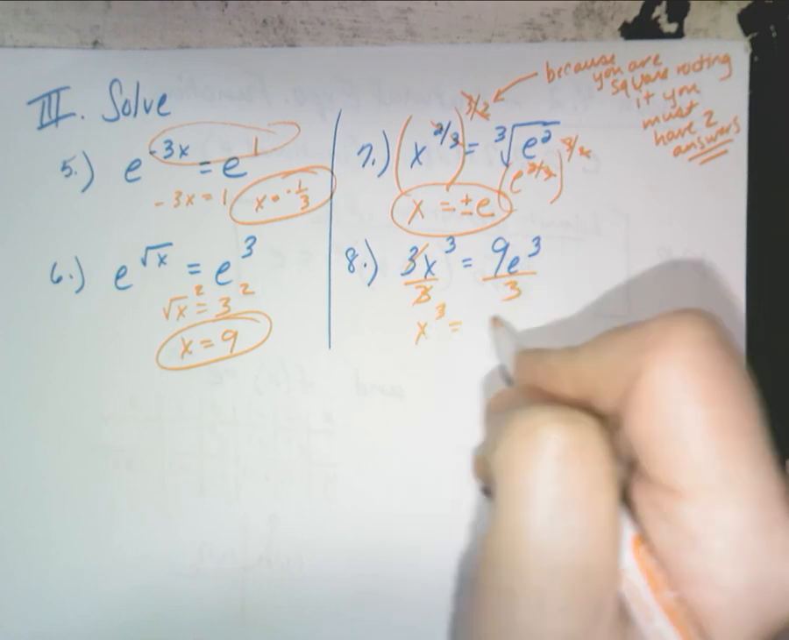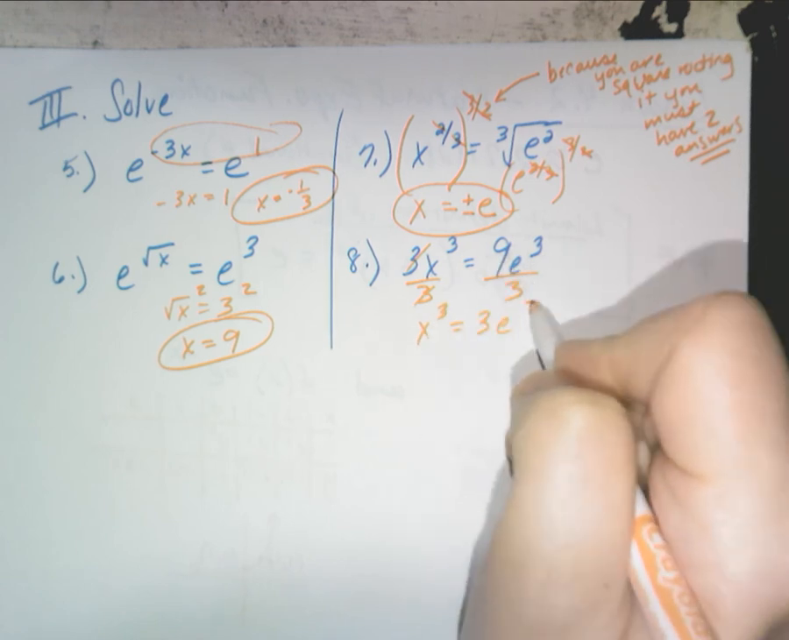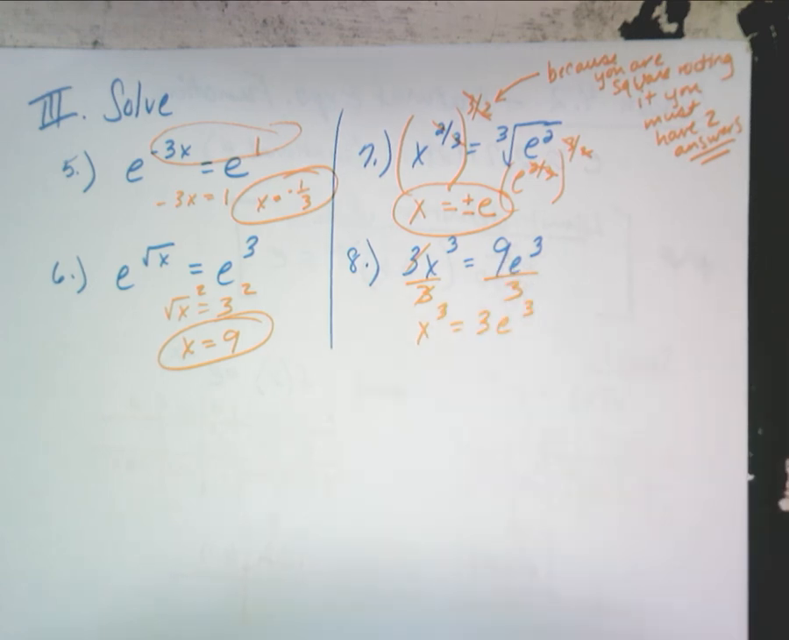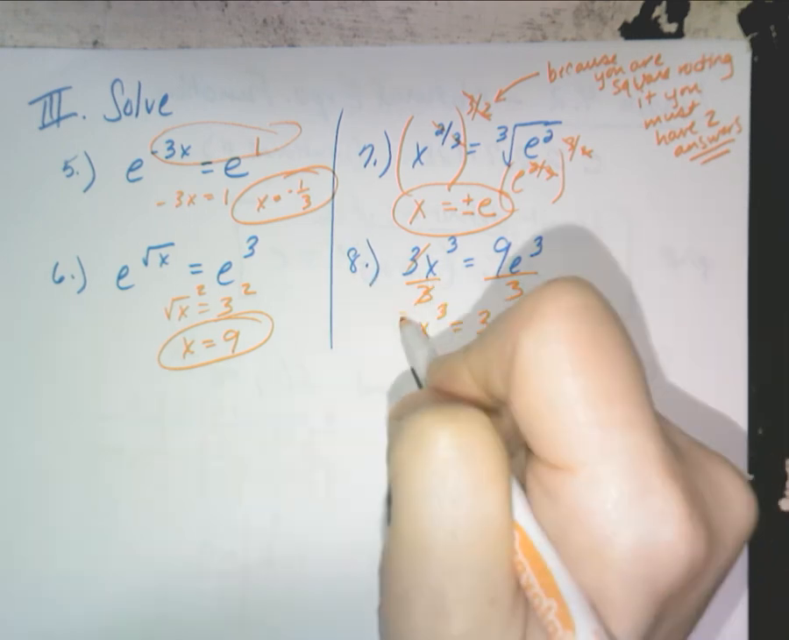X cubed equals 3E cubed. Now what would I do? How do I undo a cube? Cube root. Do I need a plus or minus? No, I just cube root.